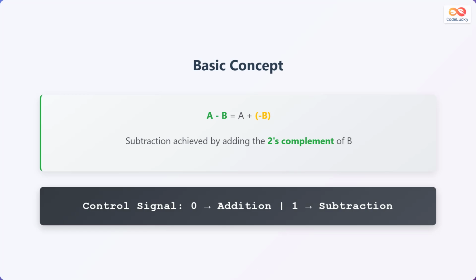Subtraction is achieved by adding the 2's complement of b. A control signal determines whether the circuit performs addition or subtraction. A control signal of 0 indicates addition, while a control signal of 1 indicates subtraction.